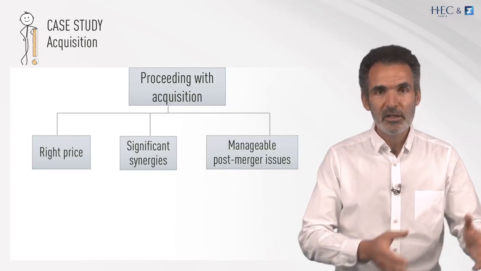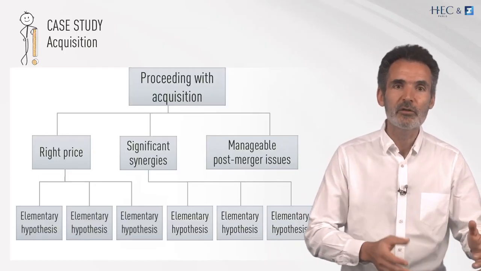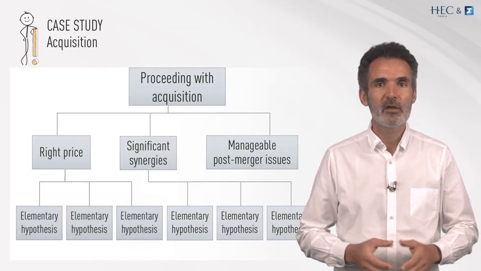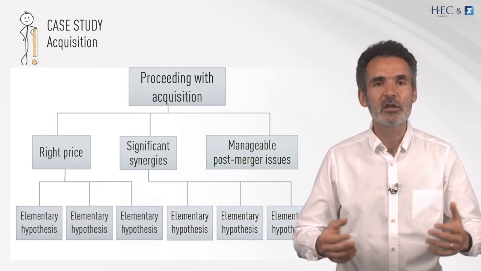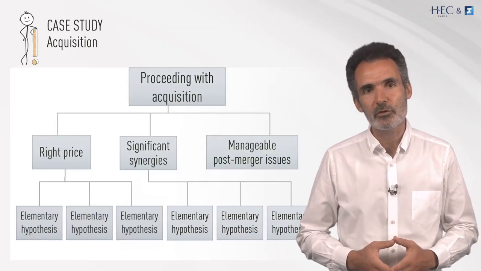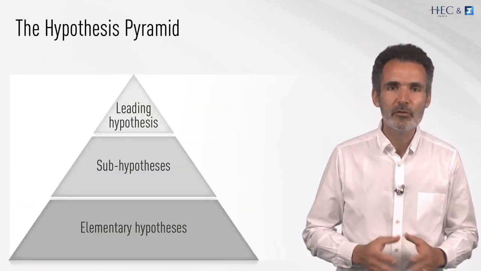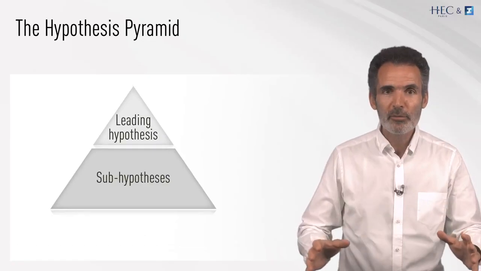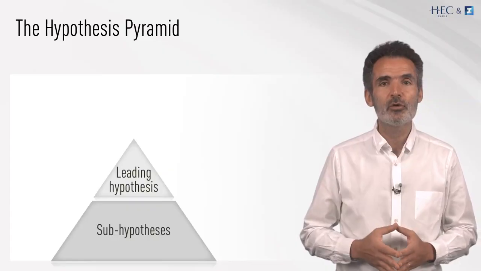In turn, each one of these sub-hypotheses can be broken down into more detailed sub-hypotheses. That is where you will formulate hypotheses on various financial, strategic, or organizational aspects of the transaction. If too many elementary hypotheses are shaky, the whole pyramid collapses. This is a good thing. It will force you to change your views.